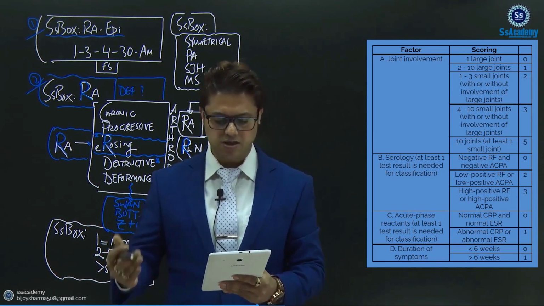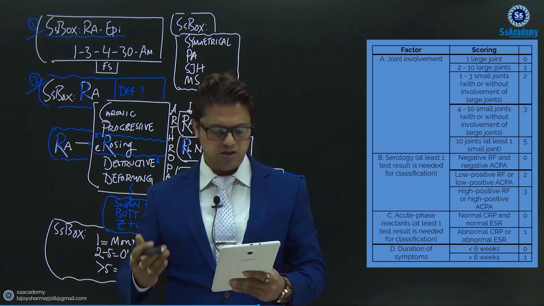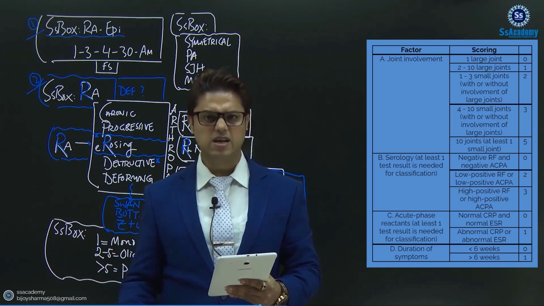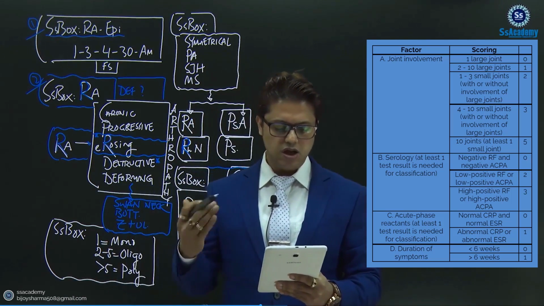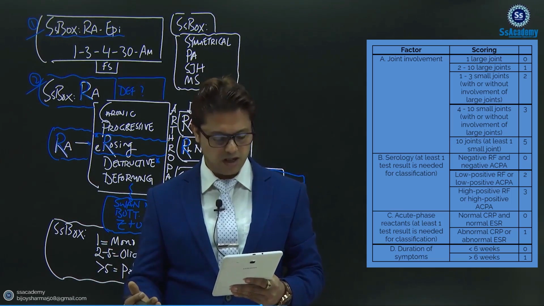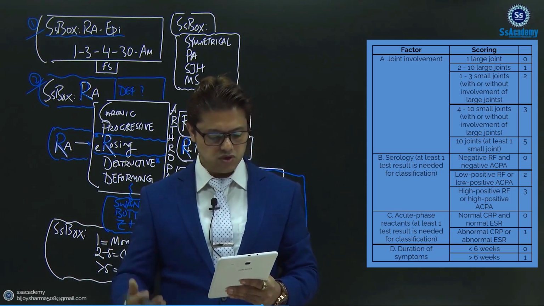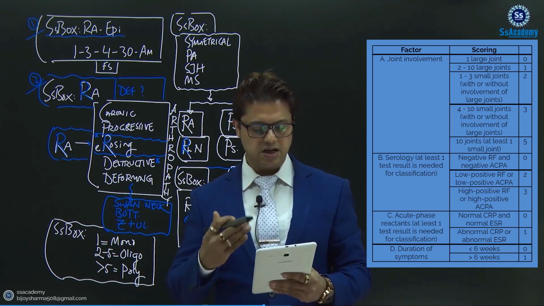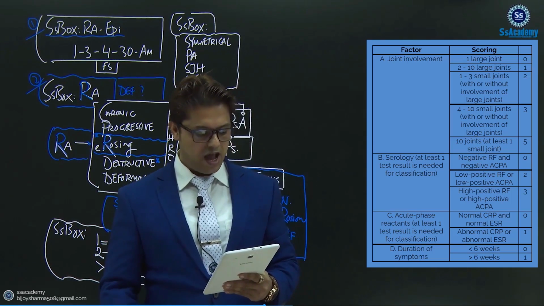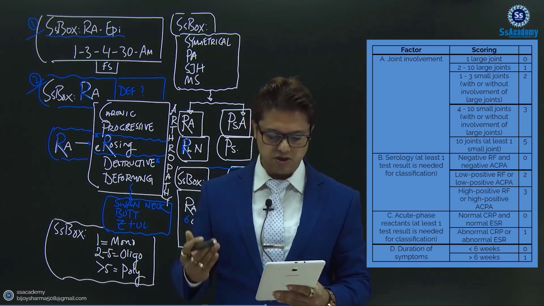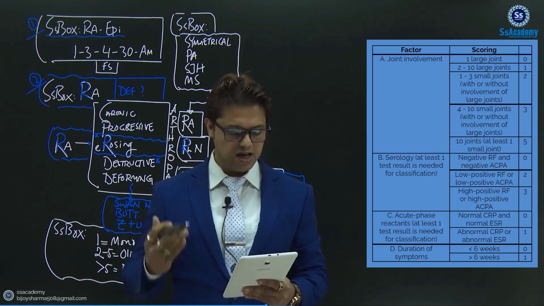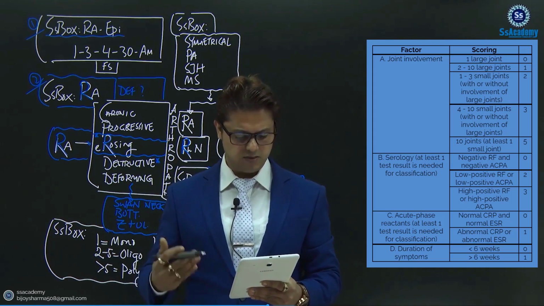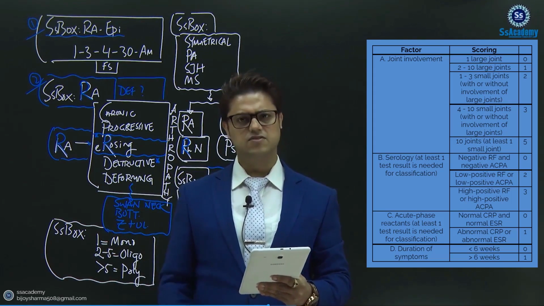Scoring: if it is 1 large joint, you'll get the score 0. 2 to 10 large joints, you'll get 1. So circle the 1 large joint, and on the right hand side 0, circle 0. 2 to 10 large joints, score will be 1, circle the 2. And 1 to 3 small joints with or without involvement of the large joints, you'll get the score 2. So here circle 3 small joints, circle the 3. And 4 to 10 small joints with or without involvement of the large joints, circle here the 4, you'll get 3. And more than 10 joints, with at least 1 small joint, circle the 10, you'll get 5, my dear.